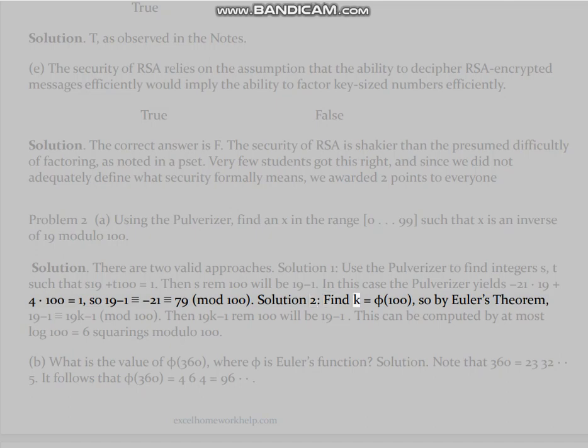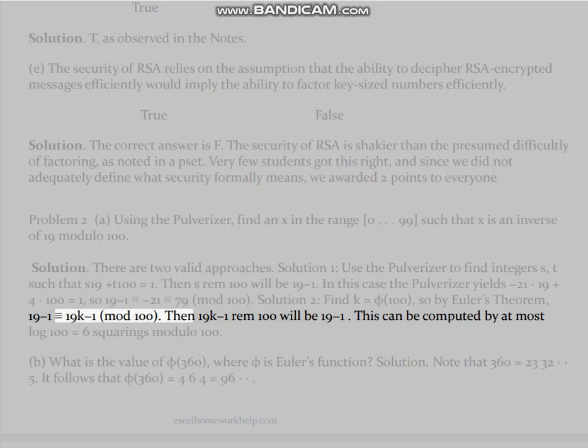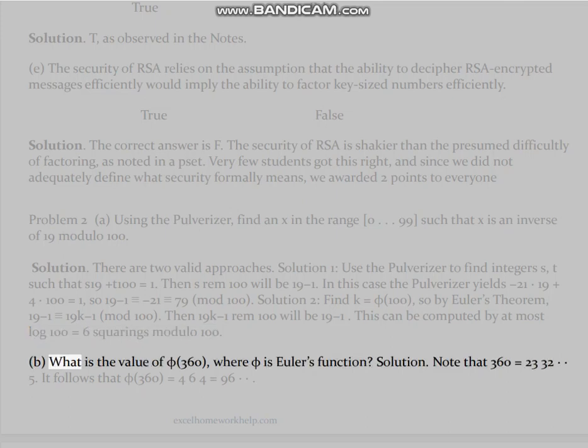Solution 2. Find k equals phi of 100, so by Euler's theorem, 19 to the minus 1 is identical to 19 to the k minus 1, mod 100. Then 19 to the k minus 1 rem 100 will be 19 to the minus 1. This can be computed by at most log 100, which is equal to 6 squarings modulo 100. B. What is the value of phi of 360, where phi is Euler's function? Solution. Note that 360 is equal to 2^3 times 3^2 times 5. It follows that phi of 360 equals 4 times 6 times 4 is equal to 96.